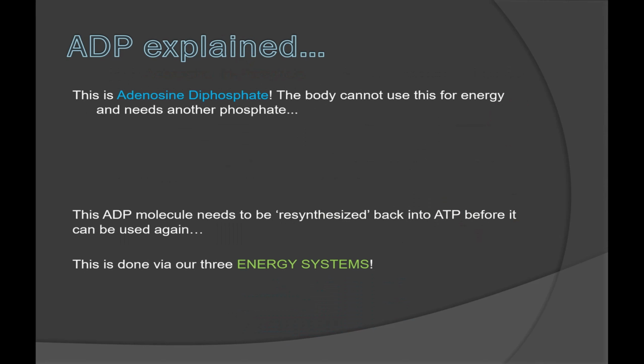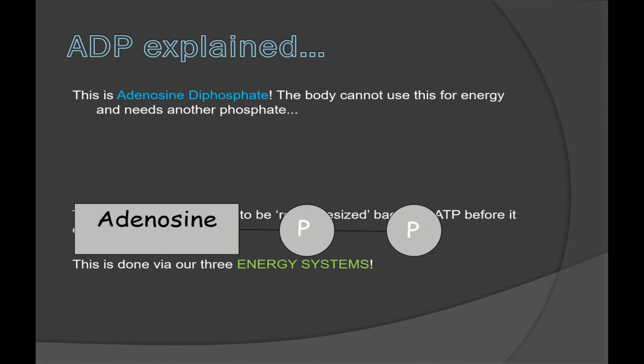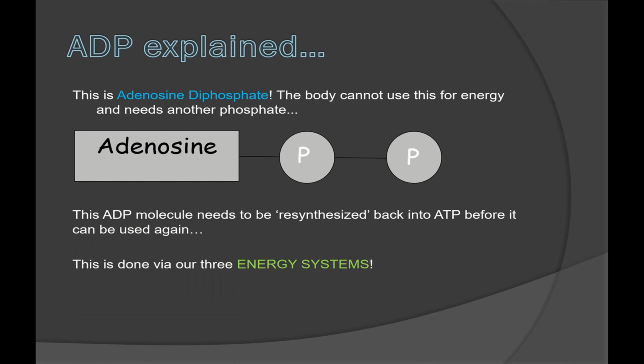Now, once ATP has been broken down and energy has been released, the good news is that this process can be reversed. What is left when ATP is broken down is a molecule called adenosine diphosphate. Now, unlike triphosphate, we have lost a phosphate group and we are just left with two of these phosphate groups. So hence the word diphosphate.